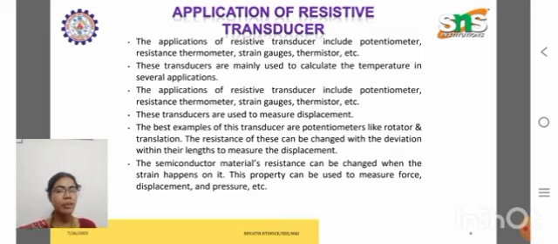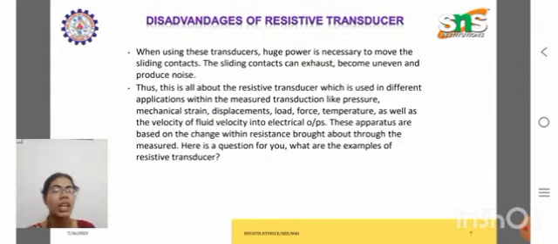The resistance of semiconductor materials can be changed when strain happens on them. This property can be used to measure force, displacement, pressure, etc. Some disadvantages of resistive transducers: huge power is necessary to move the sliding contacts. The sliding contacts can wear out, become uneven, and produce noise.